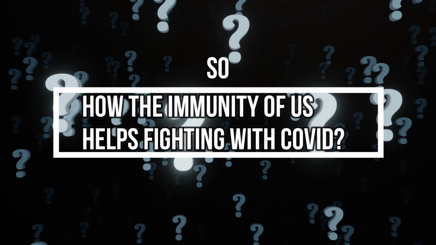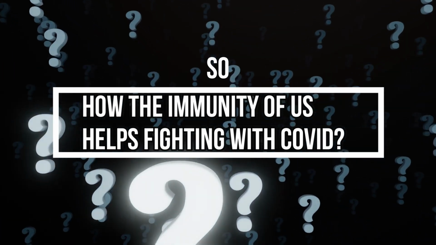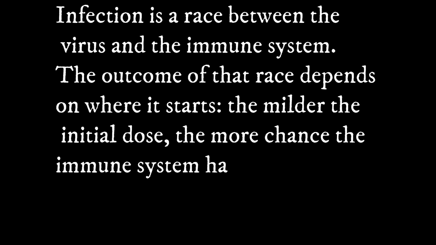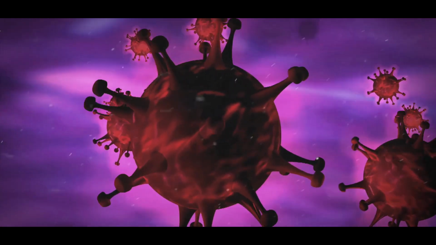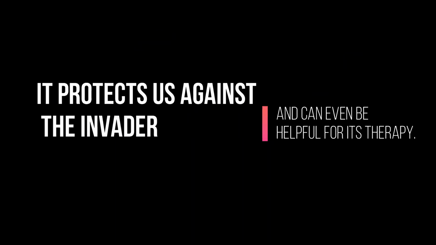So, how does our immunity help in fighting COVID? Infection is a race between the virus and the immune system. The outcome of that race depends on where it starts. The milder the initial dose, the more chance the immune system has of overcoming the infection before the virus multiplies out of control. A central player in this fight against the novel coronavirus is our immune system. It protects us against the invader and can even be helpful for its therapy.